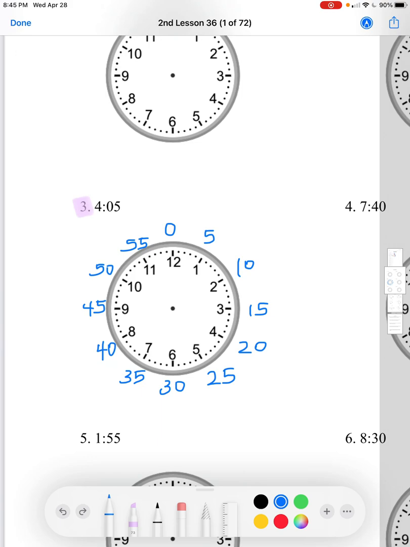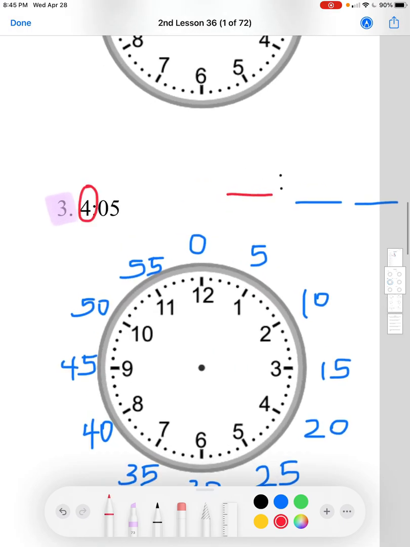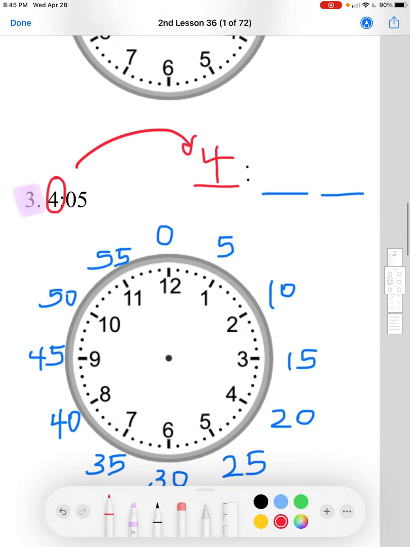And when you're writing the time, you'll be putting the minutes on the right hand side and the hours on the left hand. And we have 4 on the left, so we're going to be drawing 4 hours. And we have a 5 on the right, so we'll be drawing 5 minutes. So 4 hours and 5 minutes.